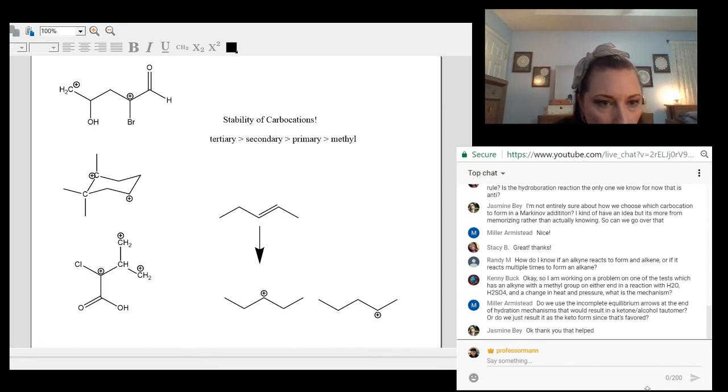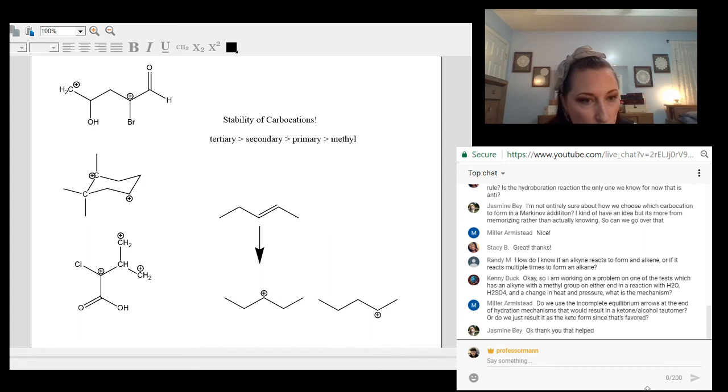Kenny, you're working on a problem on one of the old tests, which has an alkyne with a methyl group on either end in a reaction with water. What is the mechanism? Well, you tell me. That's a hydration reaction. In fact, that's almost the exact same one I think I gave you guys in class in your notes, so you should have that one in there. You're talking about doing a hydration reaction on an alkyne, so you should end up with some sort of carbonyl product, either an aldehyde or a ketone, depending on where the alkyne is.